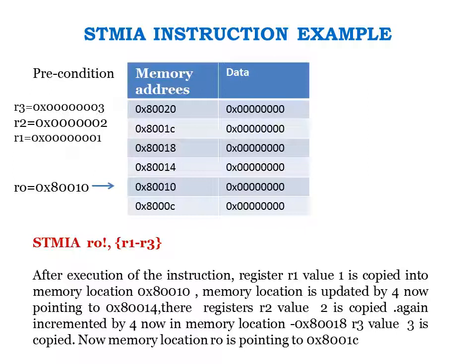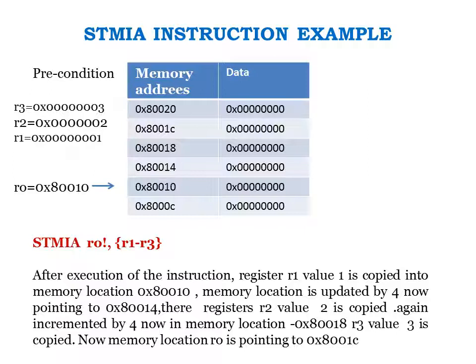STMIA, just see the example here. A set of memory locations is given here and I want to move data: register R3 has 3, R2 has value 2, R1 has value 1. So these data have to be copied into the memory locations starting from 80010 to 1C. So how is it done? STMIA R0!, and in the bracket you have to write R1 to R3. So from a set of registers, data is dumped into the memory.